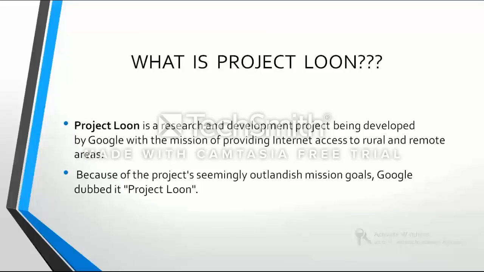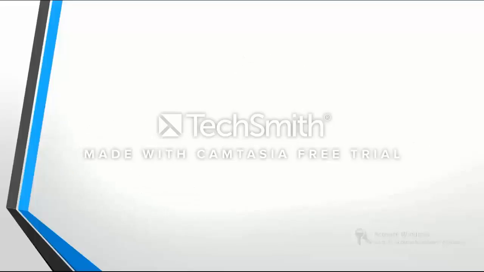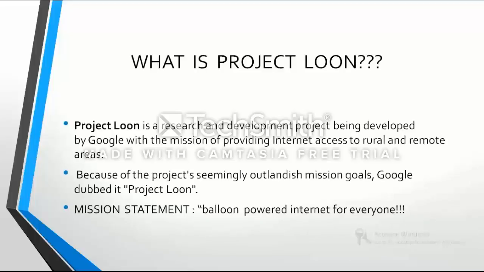It was named Project Loon since Google itself found the very idea of providing internet access to the remaining 5 billion population unprecedented and crazy. Because of its outlandish nature, Google dubbed it Project Loon. Its main intent is to provide balloon powered internet for everyone.